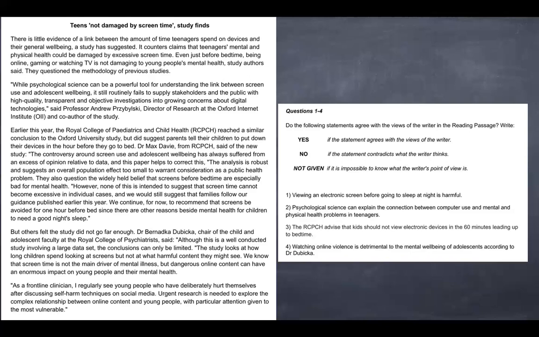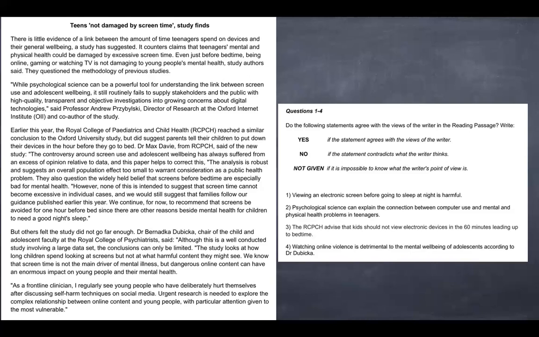It can be a powerful tool for understanding the link between screen use, but here it is saying adolescent well-being, whereas the statement is telling us about problems. Well-being and problems are two different things. Hence, your answer will be clearly no, because the writer's opinion and the statement do not match.